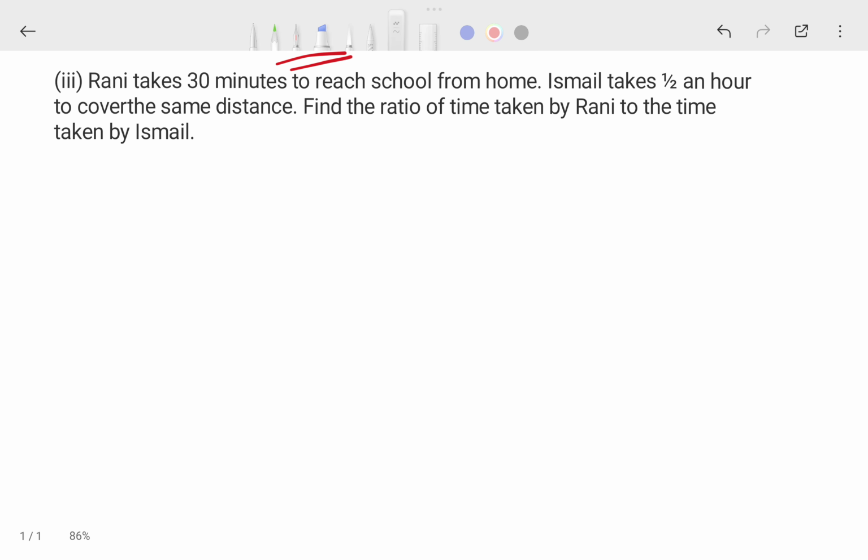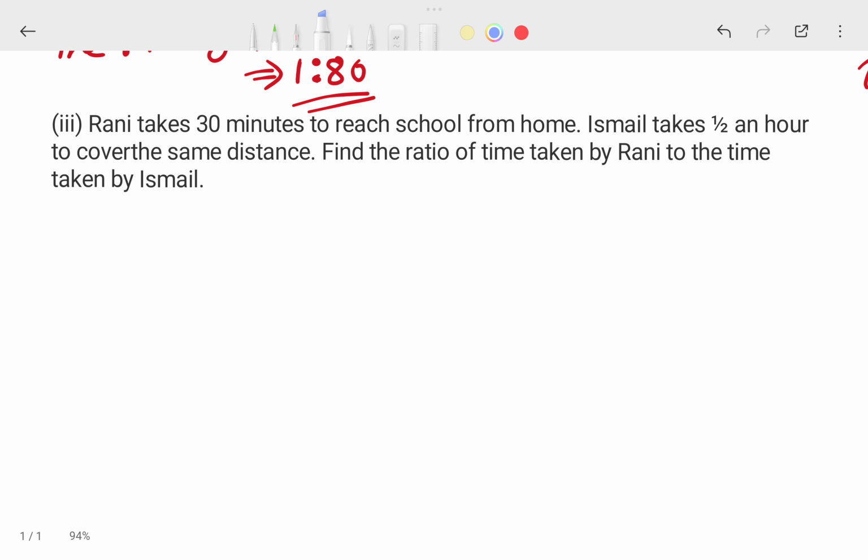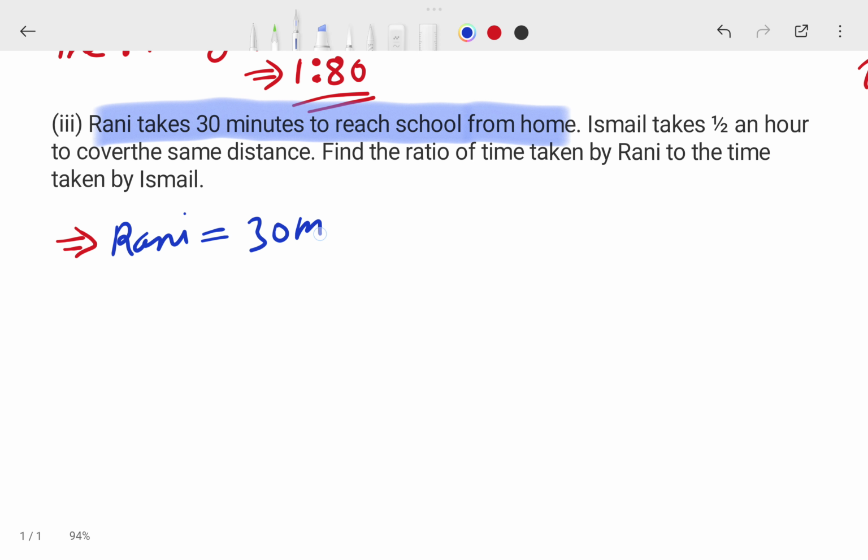In this third question it is telling that Rani takes 30 minutes to reach school from home. So how many hours is Rani taking? Rani takes 30 minutes. Half an hour means what? Half an hour means the same, 30 minutes only.